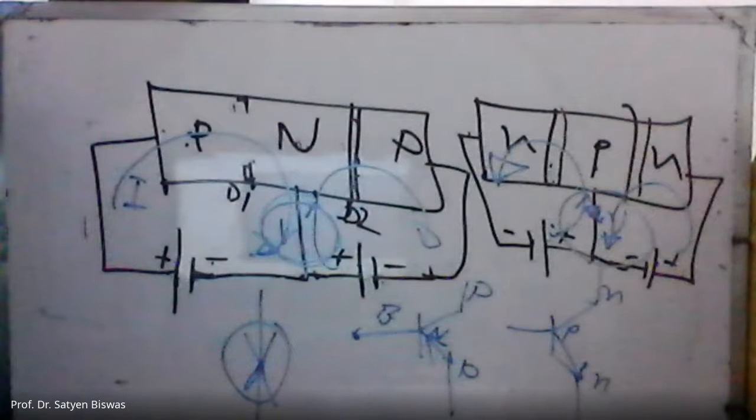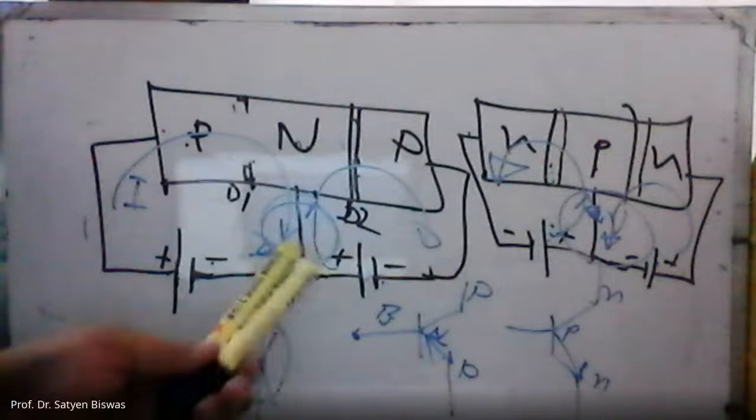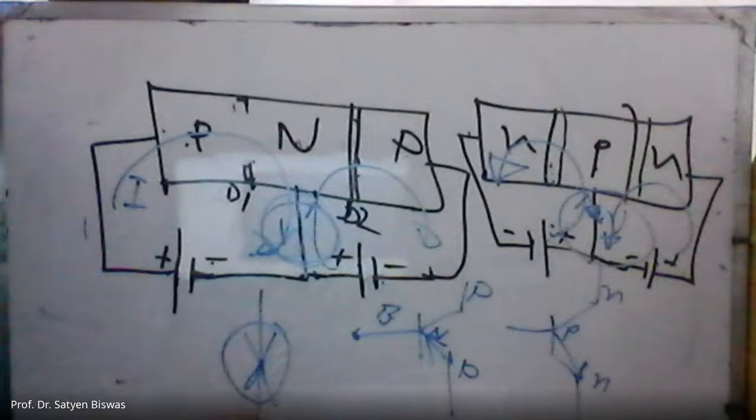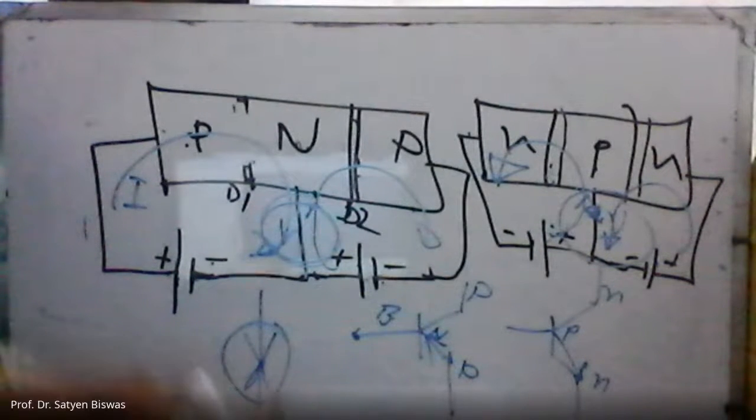So that's why the base current is very small. I think you will do the experiment very soon, maybe next class. You will see that the base current is very, very small because of this, because the two currents are flowing opposite to each other. And whose current is bigger?